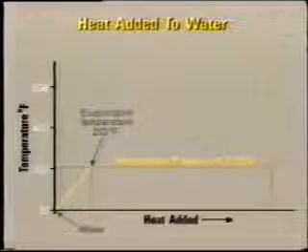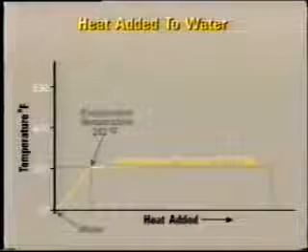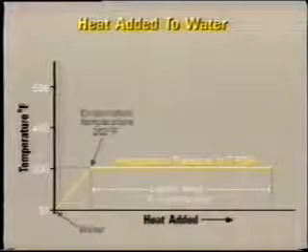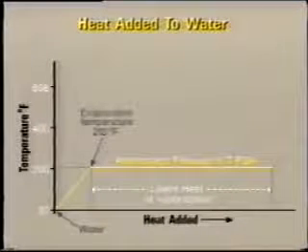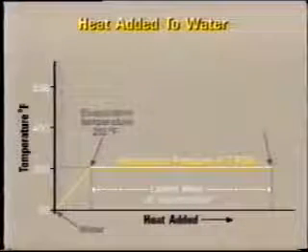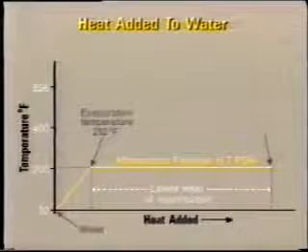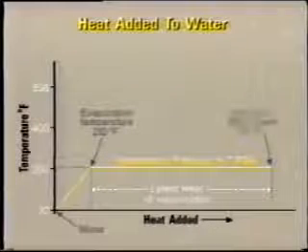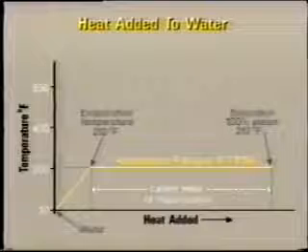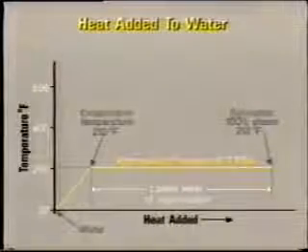However, in order to convert all of the water into steam, a lot more heat energy must be added. This is known as the latent heat of vaporization. During this process, the temperature remains the same, 212 degrees Fahrenheit, until all of the water has become steam. This point, when 100% evaporation has been completed, is known as the saturation point, at the saturation temperature, 212 degrees Fahrenheit. Any further addition of heat causes the steam temperature to rise.